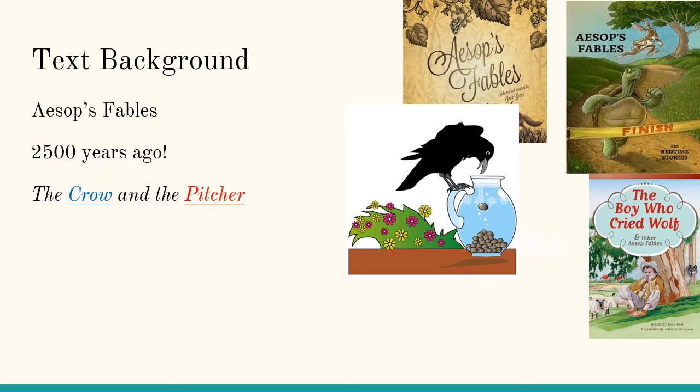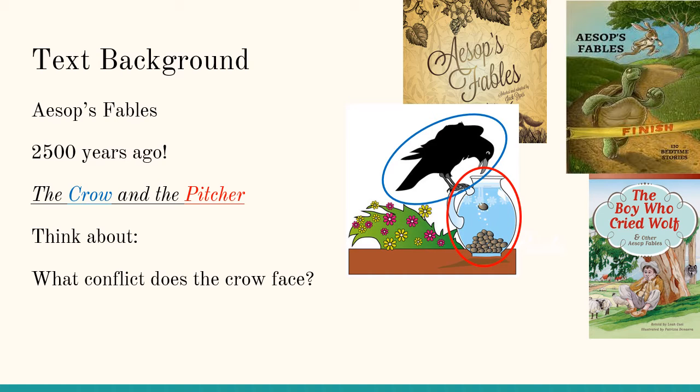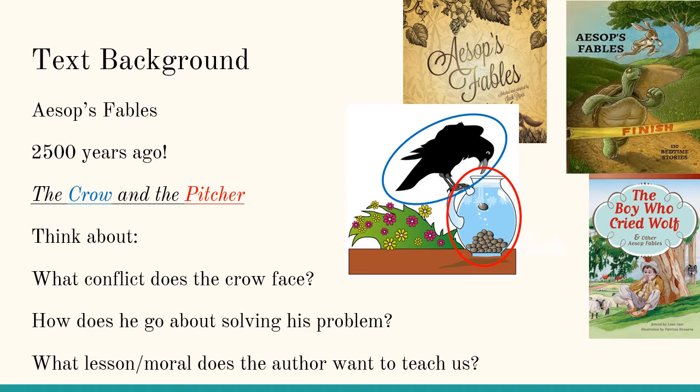So there's going to be a crow who's trying to drink from a pitcher of water. As you read it, you want to think about what conflict is this crow facing? What problem is he trying to solve? How does he go about solving that problem? And perhaps most importantly, what lesson or moral does the author want to teach us in this story?